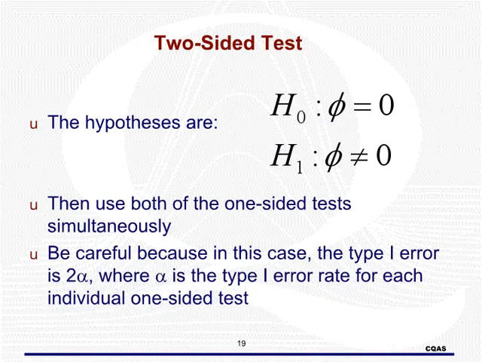We could also just create a two-sided test. In this case, we would run both of the one-sided tests. We need to be aware that the error rate here will be twice as large. So you should adjust your type I error rate to cover both tests.